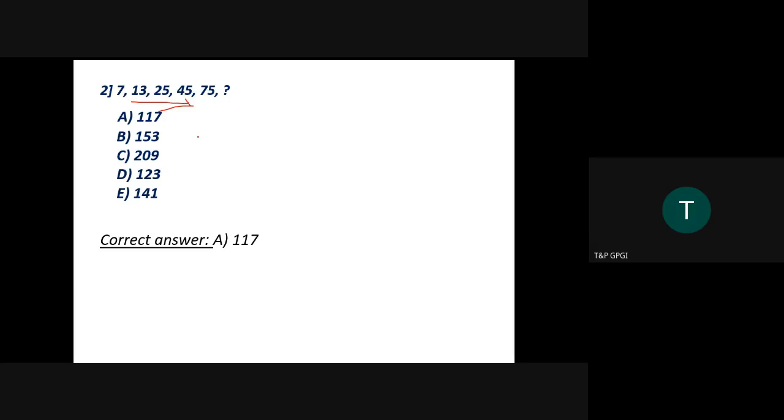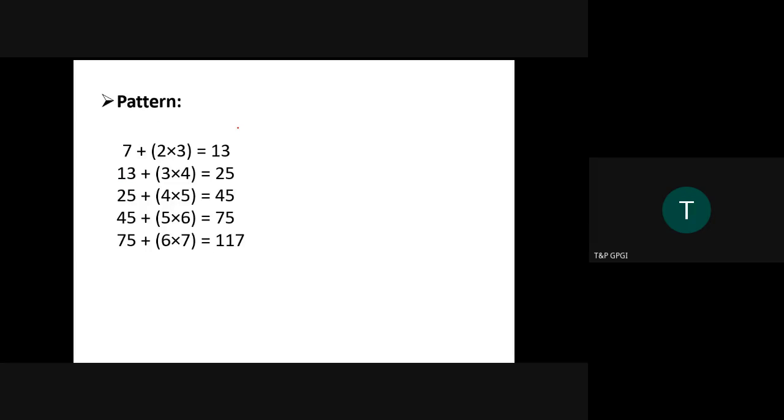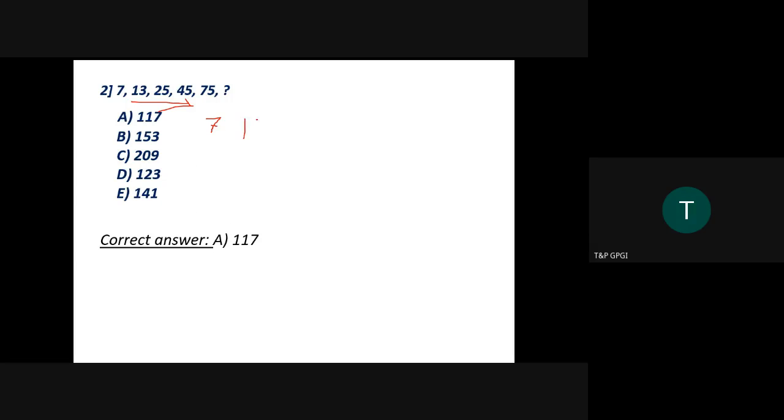Now I have to see, maybe I find their difference, and then I understand what is happening. So I just take this: see 7, 13, 25, 45, okay, we keep only this much. So 13 minus 7 gives 6, 25 minus 13 gives 12, and this will be 20. So see, there is no definite pattern.